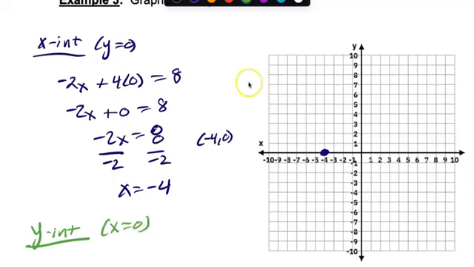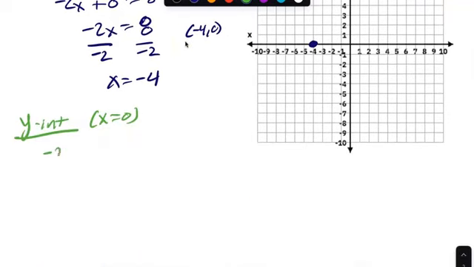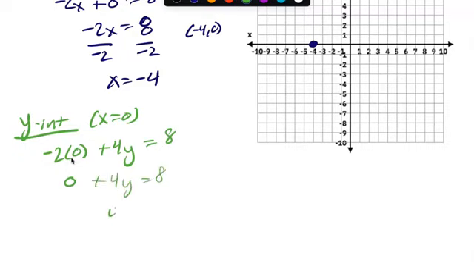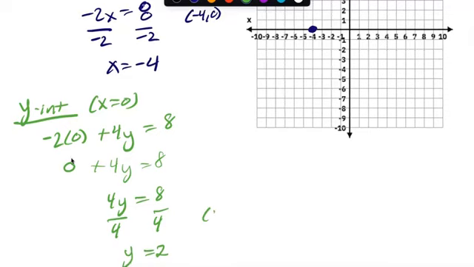So we're going to go back to our equation and plug in 0 for our x. It's going to be negative 2 times 0 plus 4y equals 8. Negative 2 times 0 is 0, so you get 0 plus 4y equals 8. That goes away, so you get 4y equals 8. Divide by 4, and we get y equals 2. So our point there is 0, 2, right? X always goes first, and our x equals 0, and then 2.